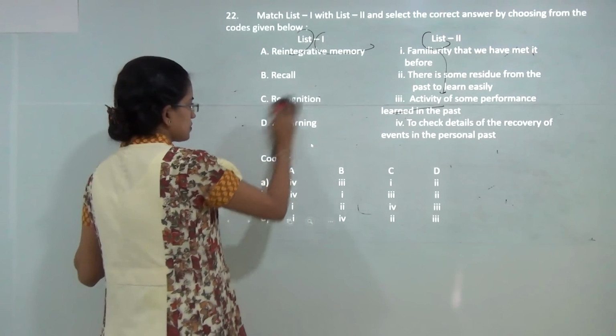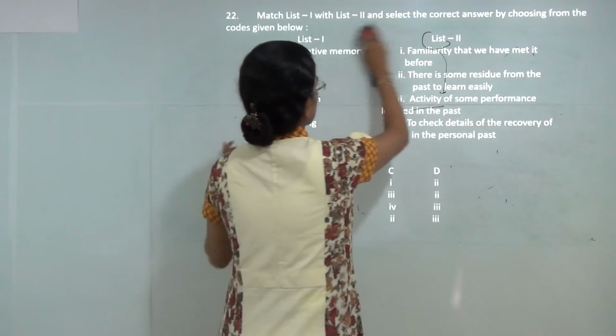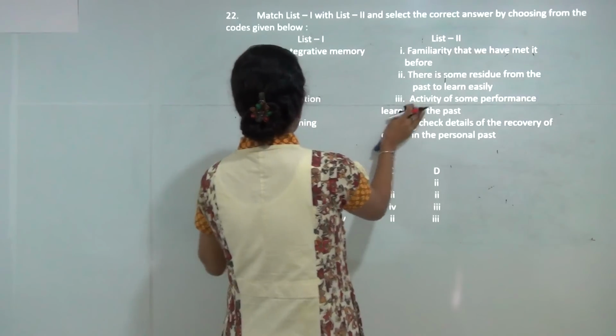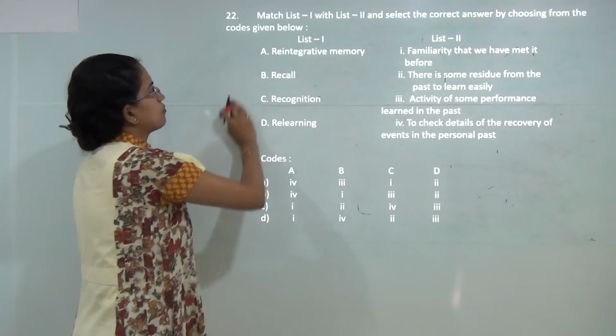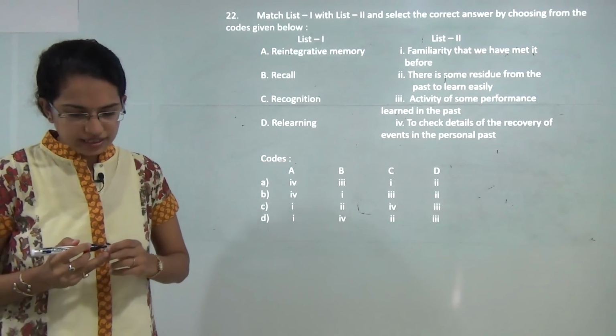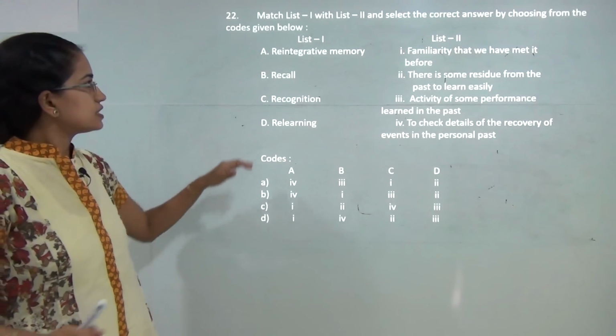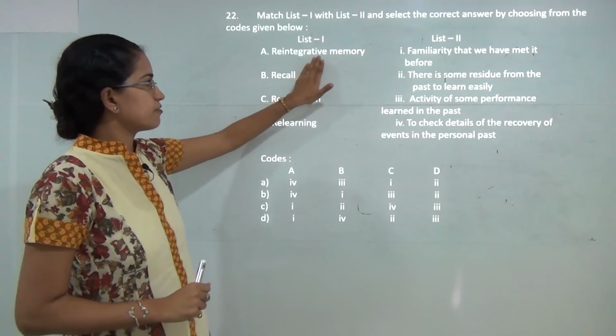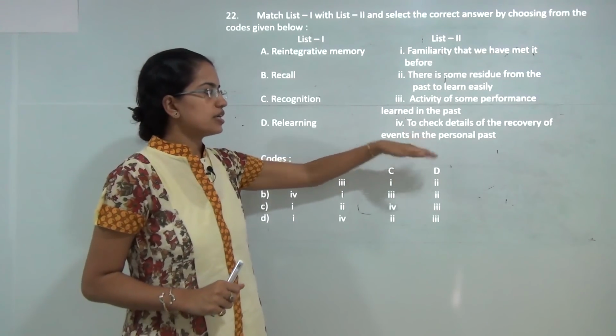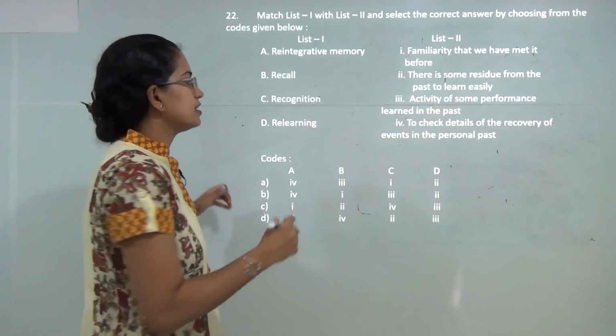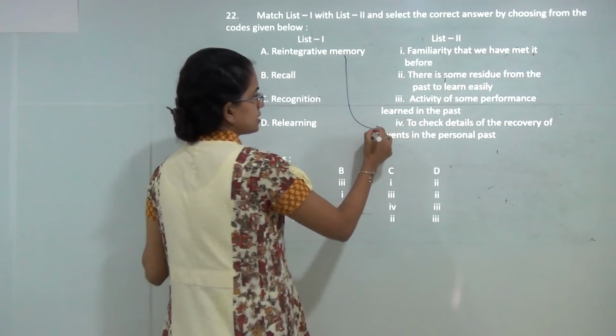Next question. Now this question again directly matches the definition to the concept. So you have four concepts related to memory and learning which are given here. The first is reintegrative memory, which checks the details of the recovery of events that happened in the person's past.